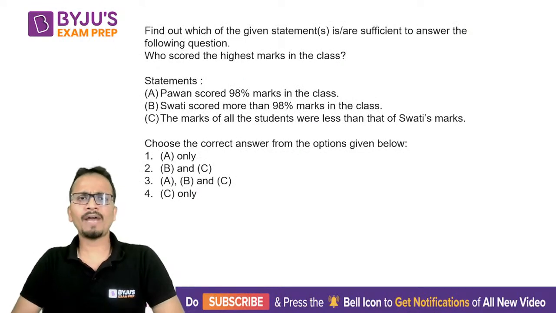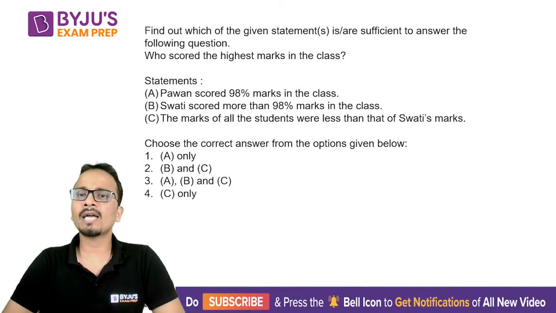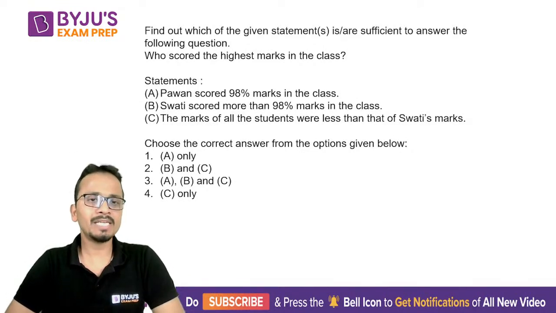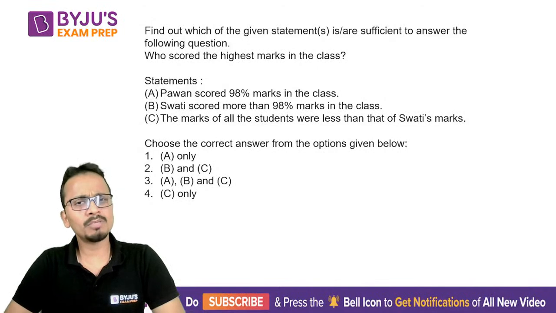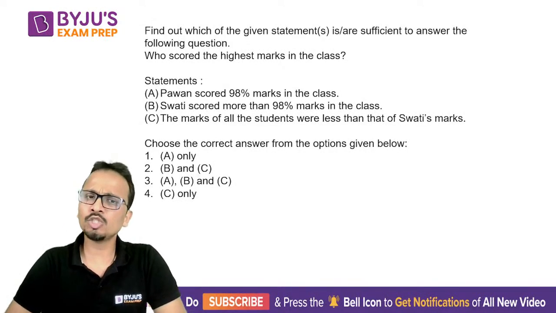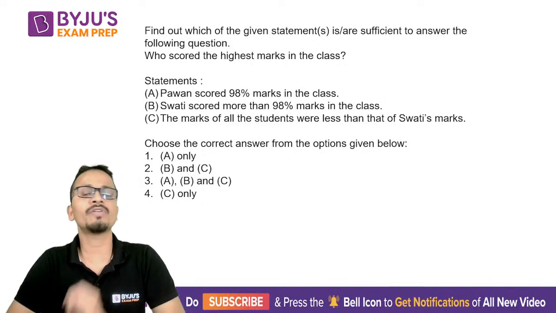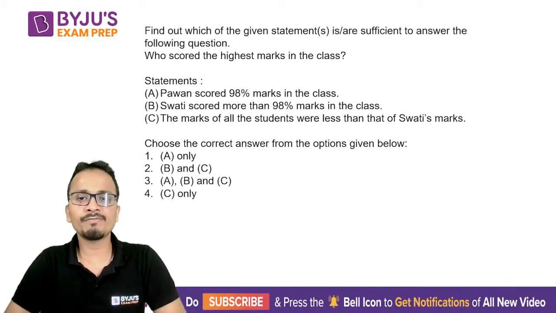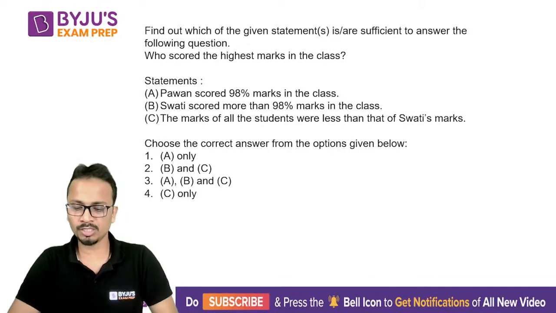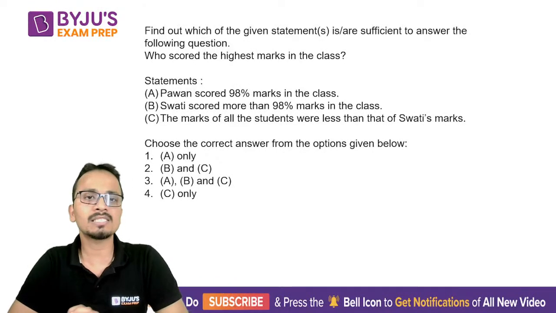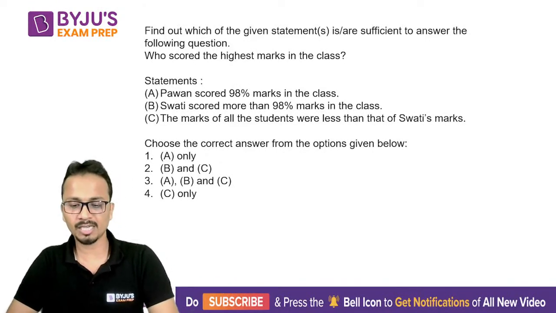Next question. So find out which of the given statements is or are sufficient to answer the following question. Question is, who scored highest marks in the class? Statement A, Pawan scored 98% marks in the class. Statement B, Swati scored more than 98% marks in the class. Statement C, the marks of all the students were less than that of Swati's marks. Choose the correct answer from the options given below. You have 4 options and you will have to tell me which of these statements is or are sufficient to answer the question that is asked up there.